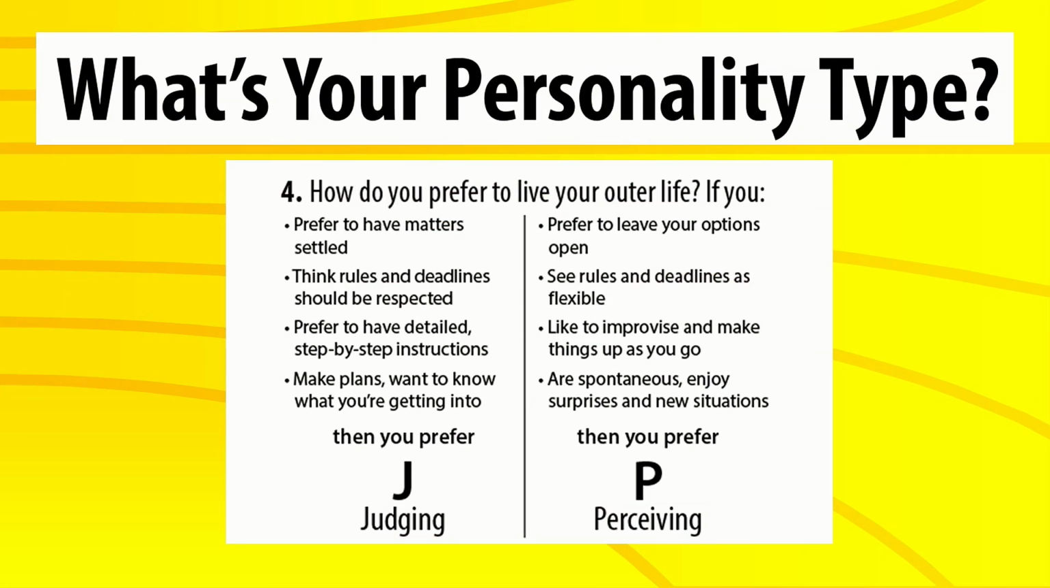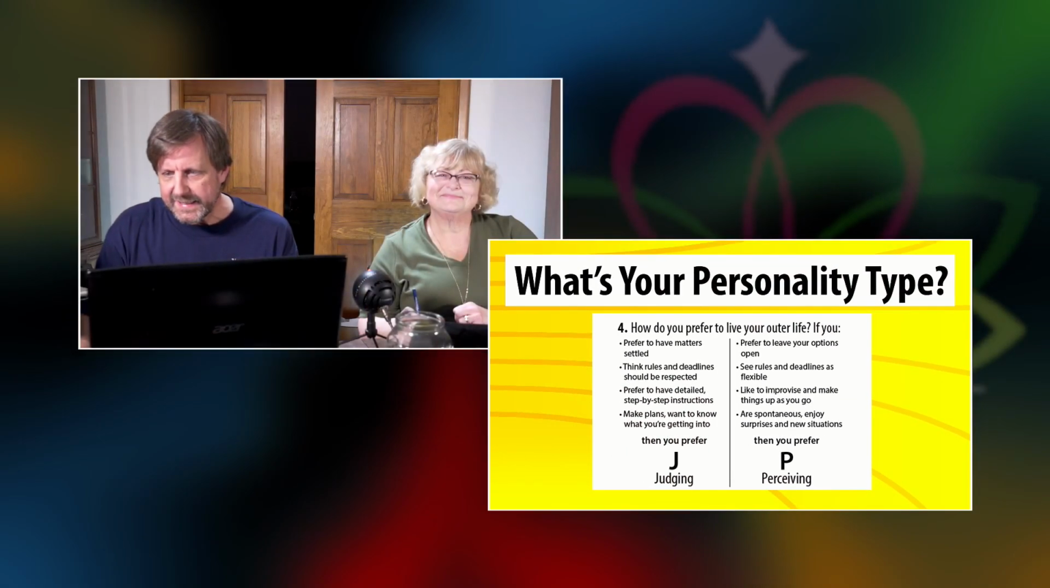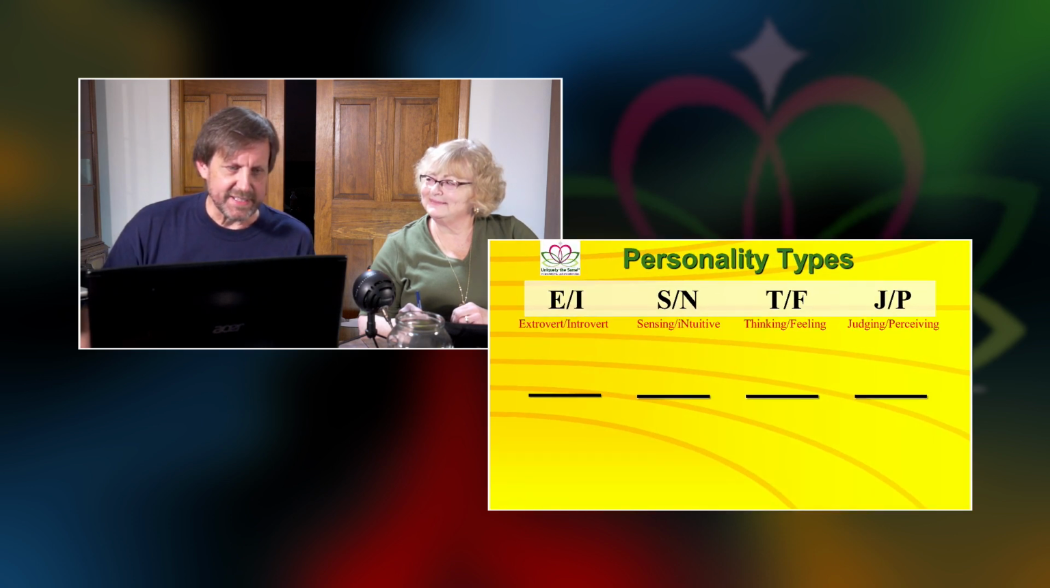And then the fourth one is, how do you prefer to live your outer life? Do you prefer to do it from a judging standpoint, in other words, rules and deadlines, to have things really settled and more concrete outwardly, or do you prefer to leave your options open and see things as much more flexible? That would be perceiving. So are you judging or perceiving? So you have these 4 different personality types. You've now seen them. And now we'll continue on with the test.